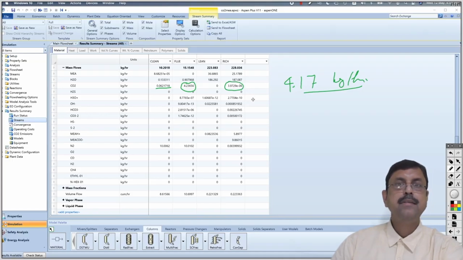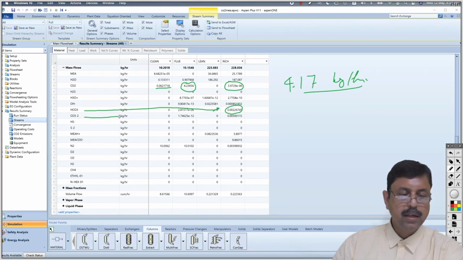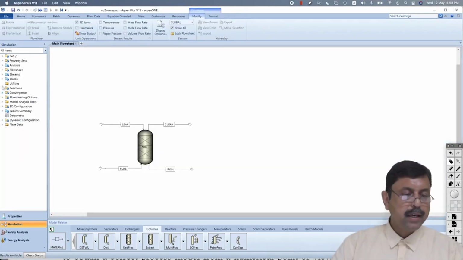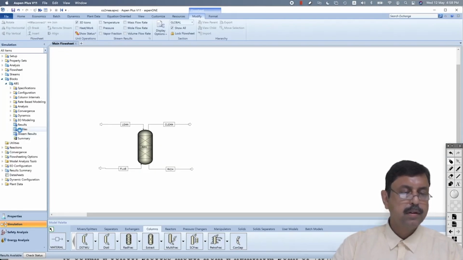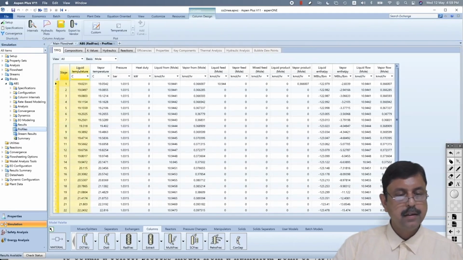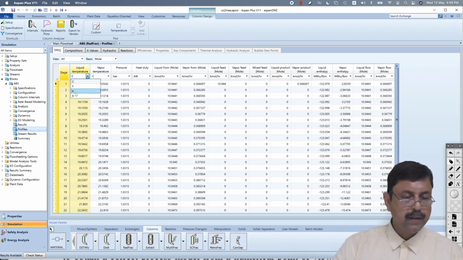So where is the CO2? Where has it gone? It has gone to HCO3 minus. It has gone to CO3 minus minus. Also, it has gone to MEaCOO minus. So CO2 is mostly in ionic form, not in CO2 compound form. Okay. Now let us check the profile of the liquid temperature. So for that, let us change it to Kelvin.